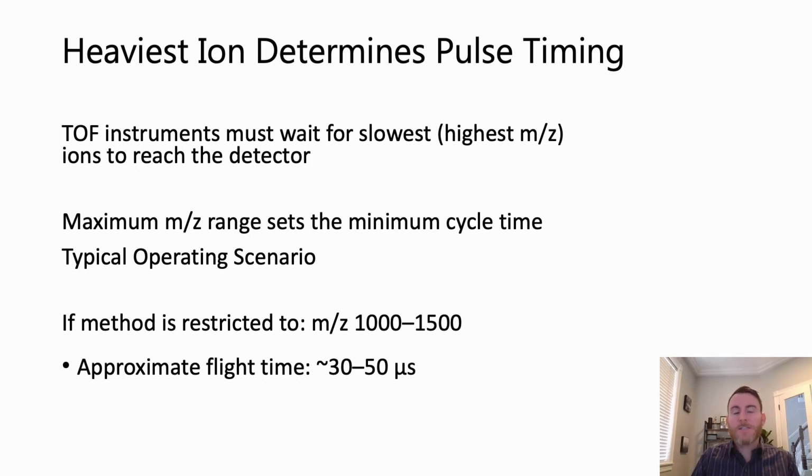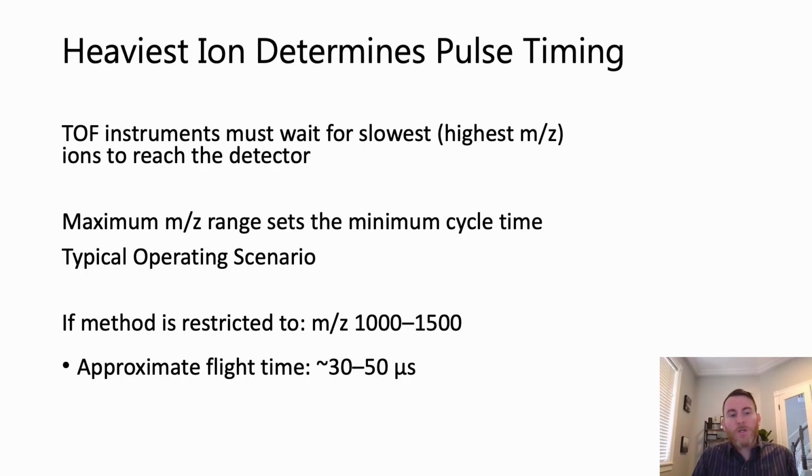So this is just thinking about time of flight in general. The heaviest ion determines the pulse timing. What that effectively means is that your time of flight instrument has to wait for the slowest, the heaviest, ion to reach the detector before you can send another packet of ions. Because if you didn't wait, sending out new packets of ions would start counting heavy ions that were too slow in that original packet. When those hit the detector, they would be counted as really light ions. So you have to wait.